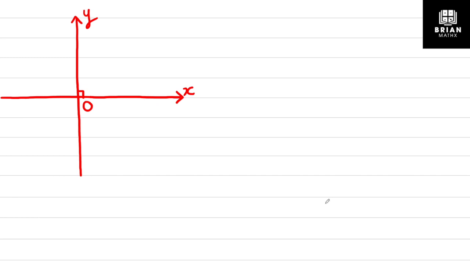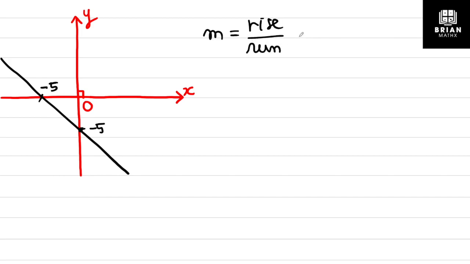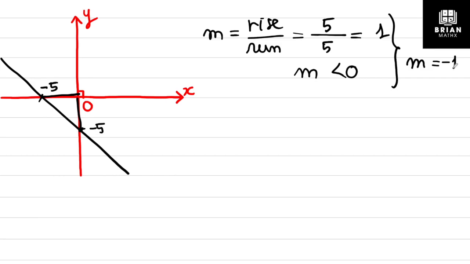Another example: you got this one is negative 5, and this one is negative 5. So how about m? M is rise over run. The rise for this side is 5, I care about the length. And the run for this side, I care about the length: negative 5 to 0, the length is 5, so it equals 1. But this is a decreasing line, so m has to be less than 0. You have two conditions, and based on them, m equals negative 1.